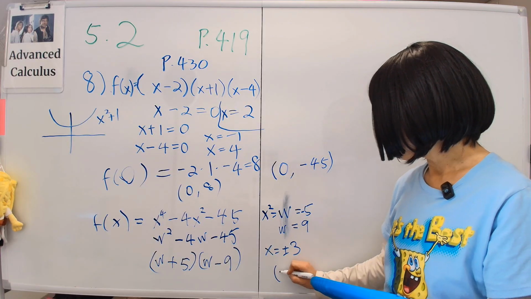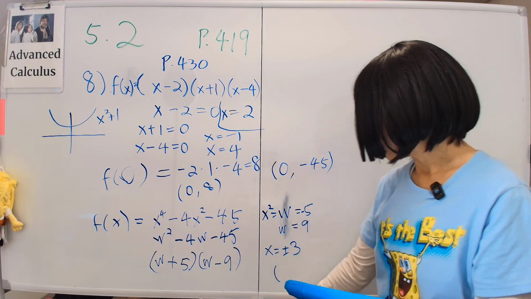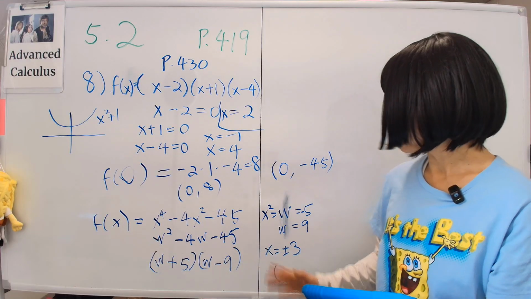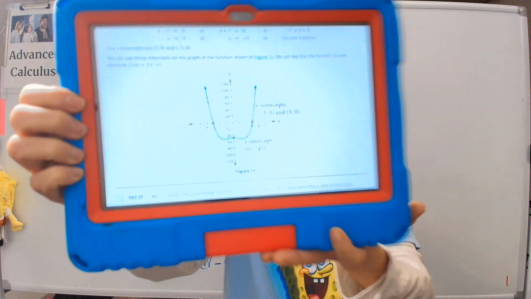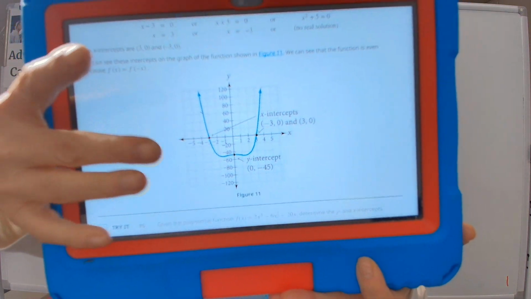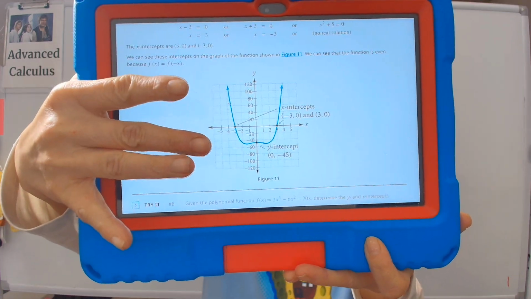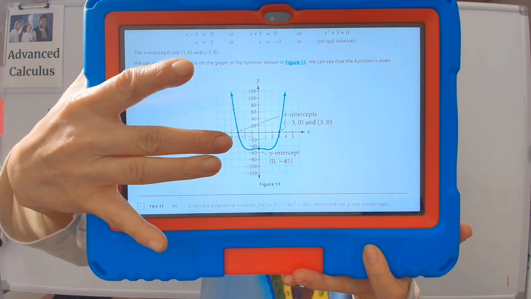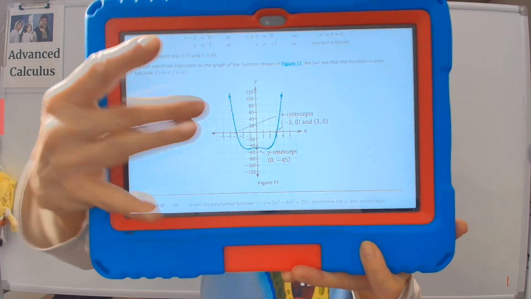So then we have all the information that we're looking for, the x and the y intercepts. Then your book graphed this thing. So it ended up looking like this, as we might imagine. It crosses the y-axis down at minus 45, and then at plus and minus 3, see, it crosses the x-axis.